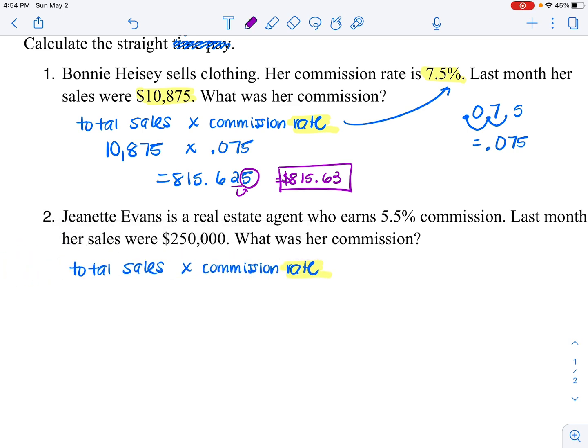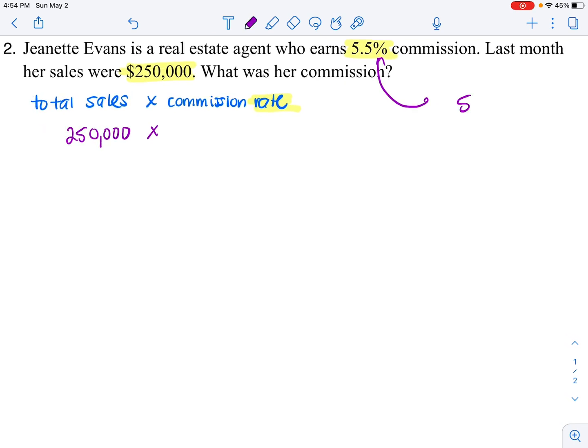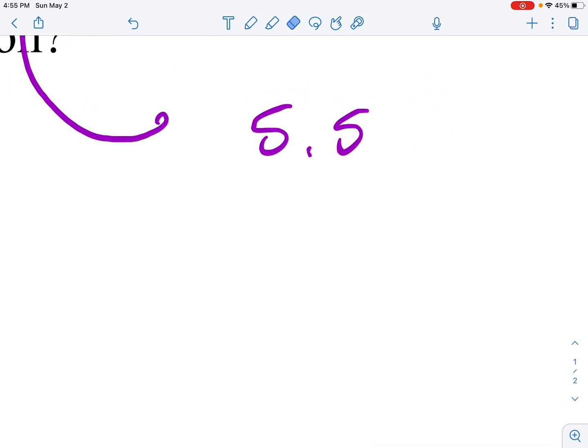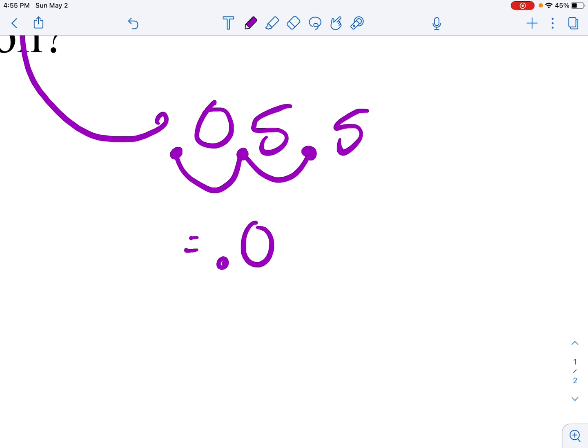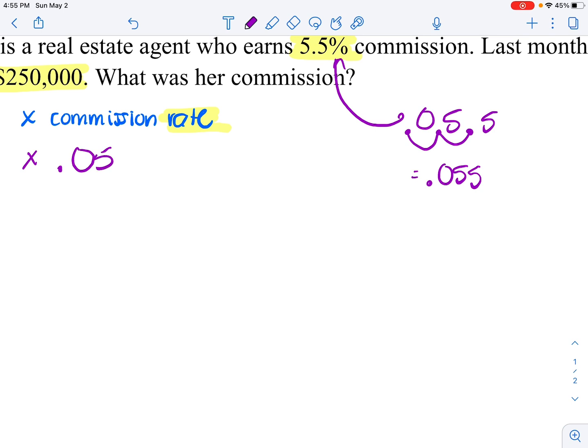All right, so total sales, if we take a look at this problem, our total sales is going to be $250,000. Our rate is going to be 5.5%, but of course, that is now going to be turned into a decimal. So let's just zoom in here. Let's get rid of the percent symbol. Let's take the decimal that they gave us and move it not once, but twice, adding in a 0 in the front. So 0.055 is our decimal. I'm going to plug that in. Oh, I'm sorry. And there we go.